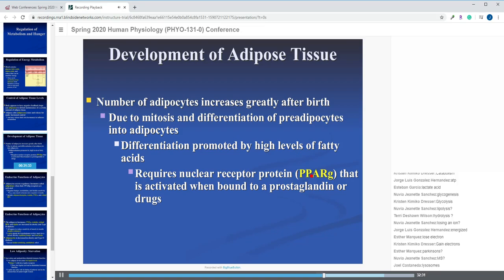What was this known as? This is peroxisome proliferator-activated receptor of the gamma type. So this nuclear receptor protein is required, and this binds to the prostaglandins or drugs or any other drugs, and then that promotes the differentiation of the fat cells.